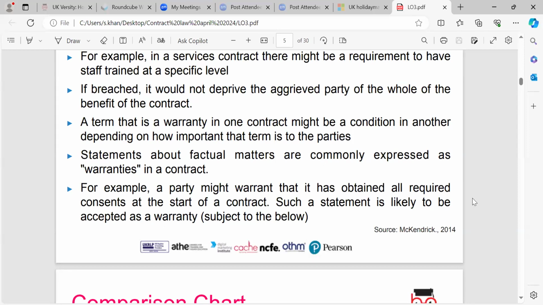Missing the rehearsals did not go to the root of the contract. So it's really important to note that a warranty does not go to the root of the contract. If a warranty is breached, the innocent party may be able to claim damages, but not end the contract. So you need to bear that in mind when looking at conditions and warranties.